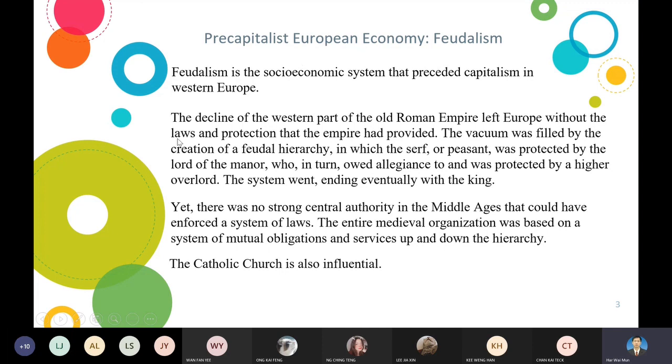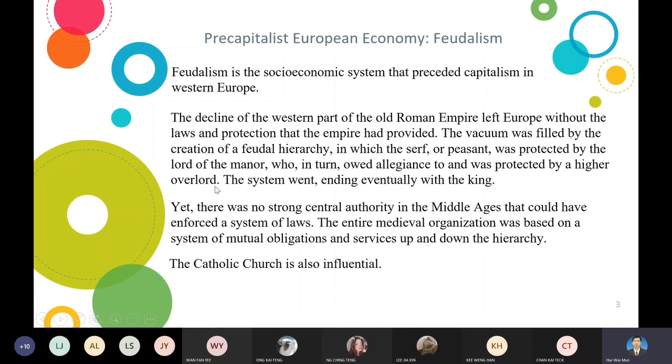So this thing happened during the decline of the western part of the old Roman Empire. Last time you studied history, the Roman Empire conquered Europe, and when they declined, they collapsed. So there's no one to protect them, no empire. So this vacuum is filled by the creation of a feudal hierarchy, right? Serf peasants, protected by the lord, who in turn owes allegiance to a higher overlord.